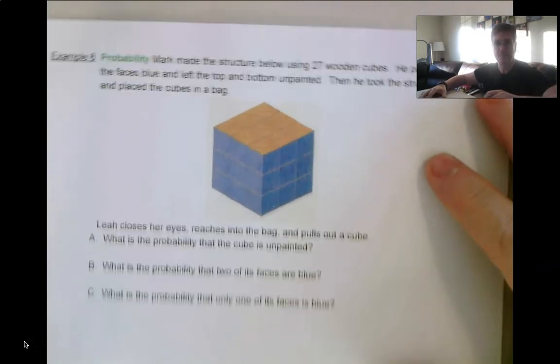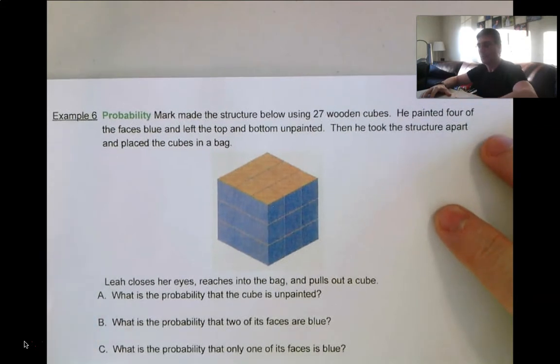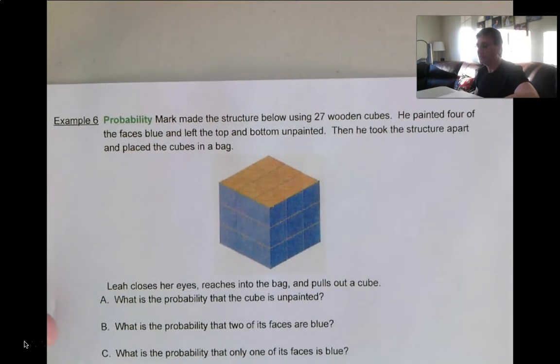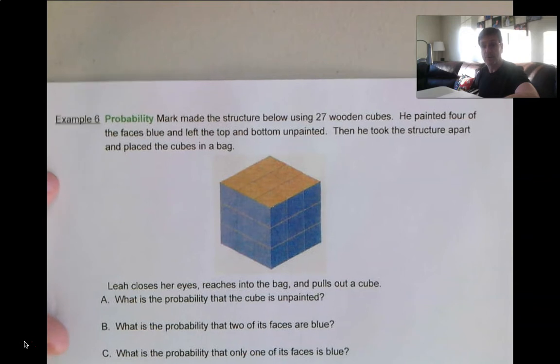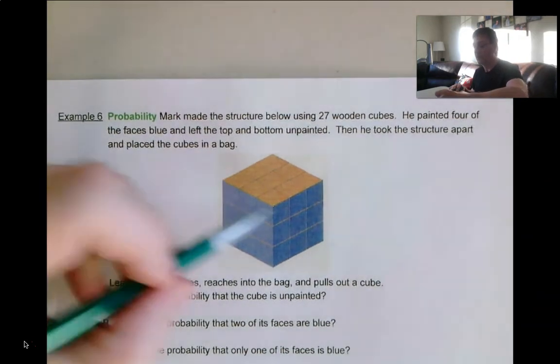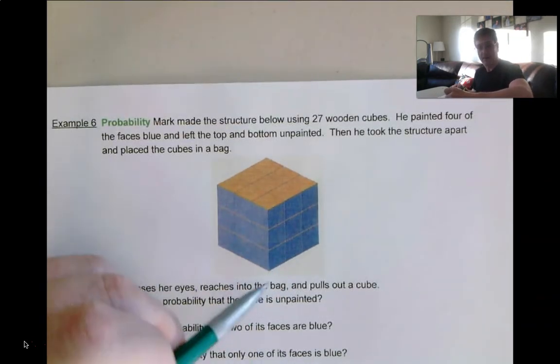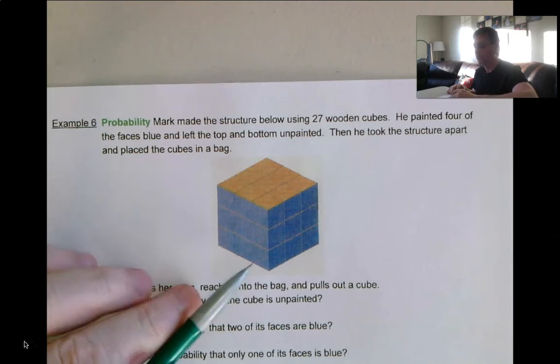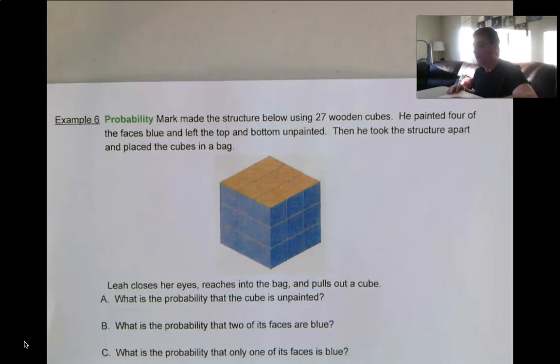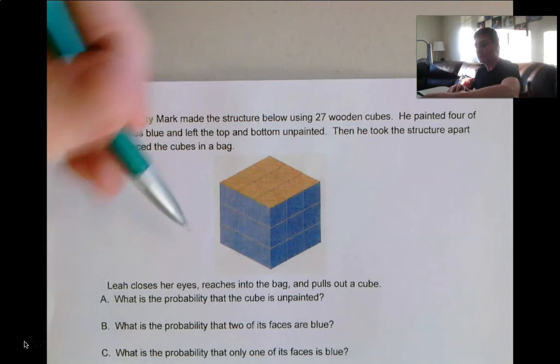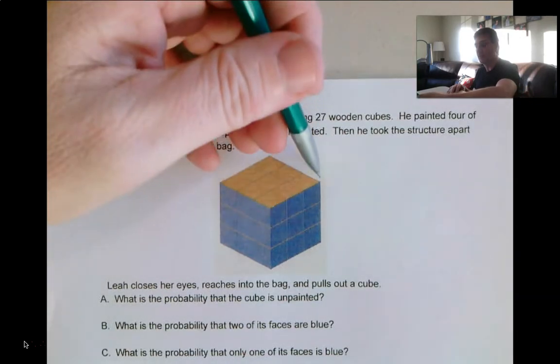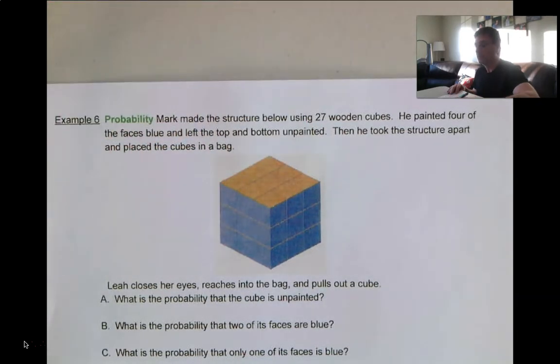That's example 5. Example 6. It's a probability. Mark made a structure using 27 wooden cubes. So there are 9 on the top, 9 in the middle, 9 on the bottom. 3 rows, 3 columns. He painted 4 of the faces blue, so front left, front right, back left are blue. Top and bottom are unpainted. They're just wood.